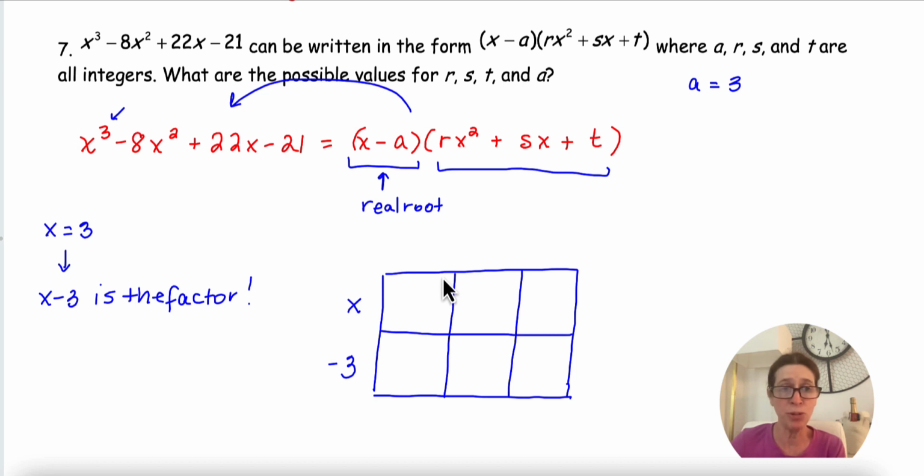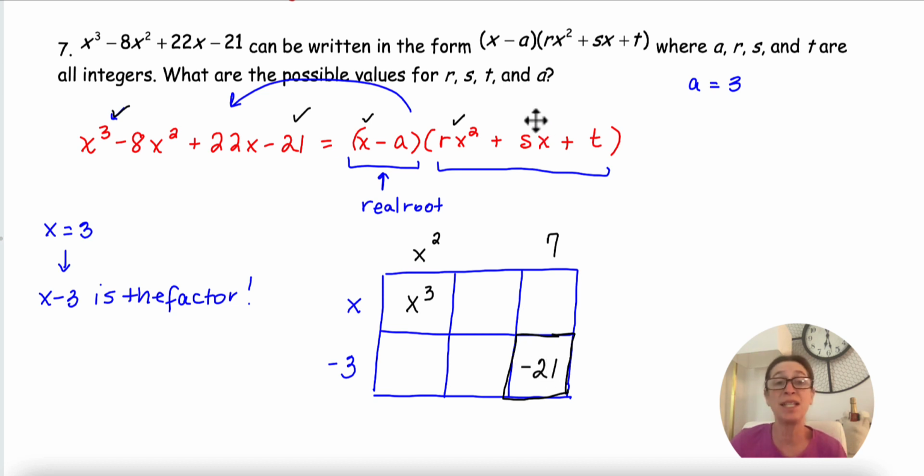All right, but what we do know is that x times rx squared is going to give me x cubed, so that helps a lot. So that tells me that I have to have x squared here. All right, well, that would give me inside the box x cubed. Now, I know that no matter what, when I multiply this out, my last term has to be negative 21. That would come from this box right here. And so I know that negative 3 times 7 would give me negative 21.